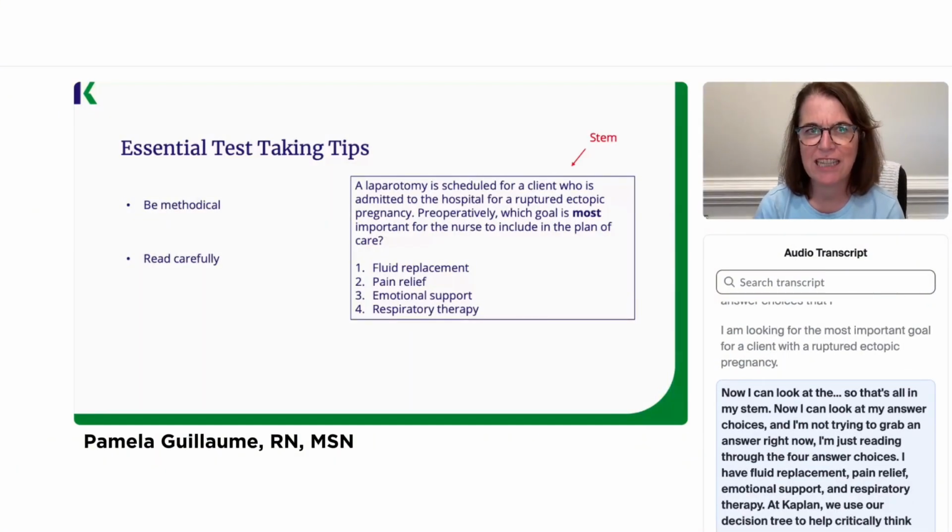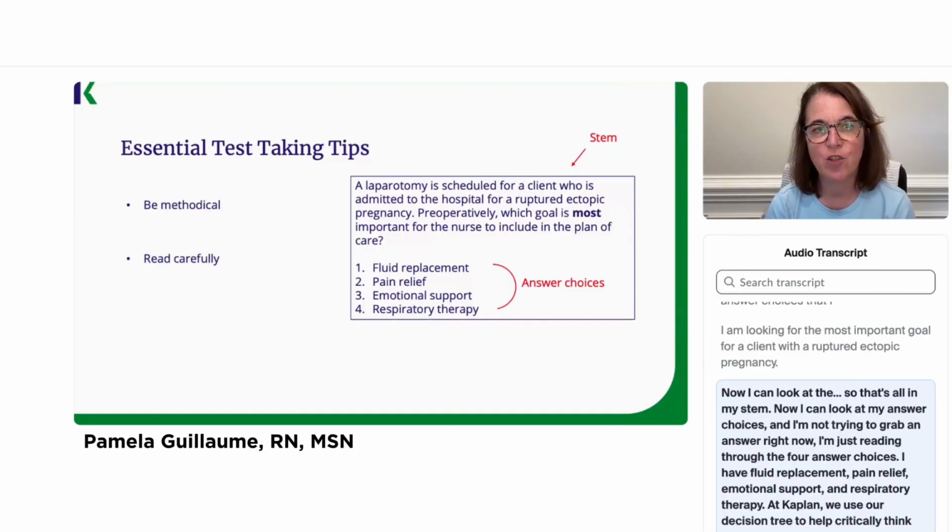So that's all in my stem. Now I can look at my answer choices, and I'm not trying to grab an answer right now. I'm just reading through the 4 answer choices. I have fluid replacement, pain relief, emotional support, and respiratory therapy. At Kaplan, we use our decision tree to help critically think through every question.